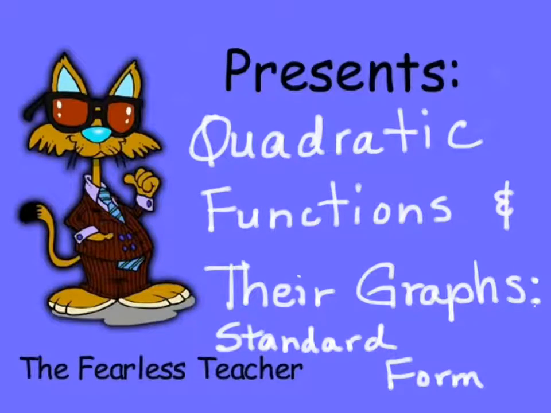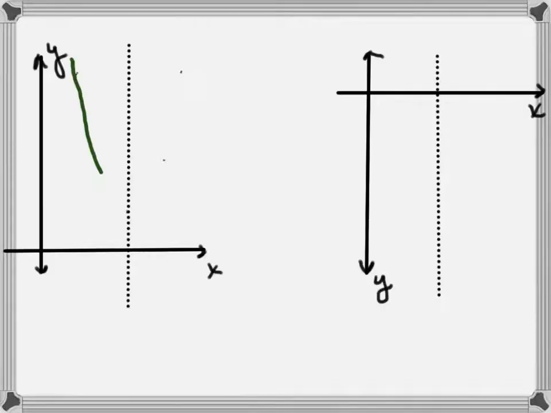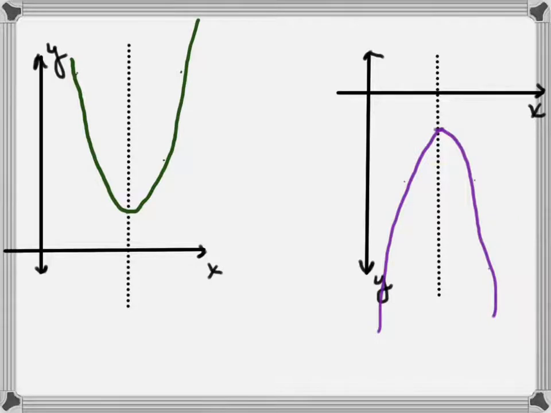Today we are going to talk about quadratic functions and their graphs, and we're going to talk about the forms: the one you normally see, ax squared plus bx plus c, and also the standard form, which is what we're going to deal with right now. So here we go, folks. All right, let's just kind of get a handle on this.